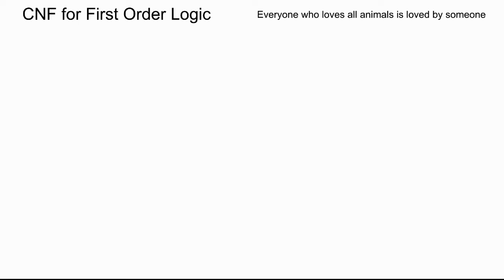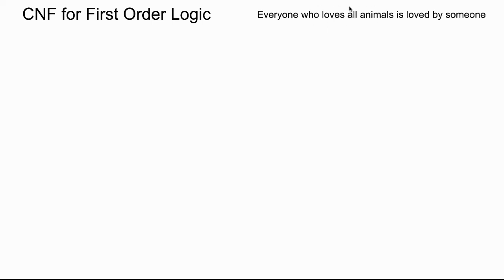Let's see another sentence and see how to represent that using CNF, because sometimes it can be a bit complicated. So the sentence we have is, everyone who loves all animals is loved by someone. What does it mean?